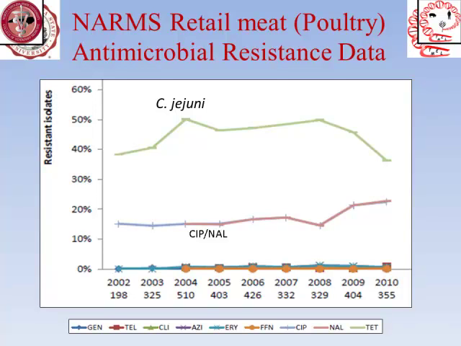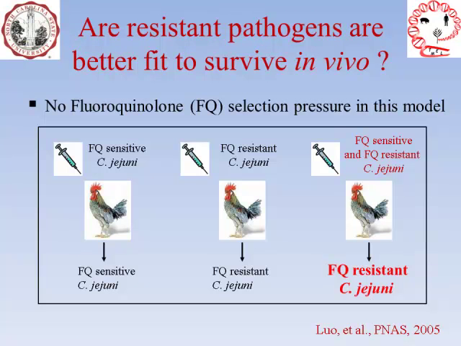Kelvin Zhang from Iowa State University did a very interesting study to check the fitness of these different strains. He took three different sets of broiler birds. There was no fluoroquinolone selection pressure in this model, so there was no fluoroquinolone use. To clean birds, he gave fluoroquinolone-sensitive Campylobacter jejuni. When he collected the fecal samples the next day, all he could isolate was fluoroquinolone-sensitive Campylobacter jejuni. When he used fluoroquinolone-resistant Campylobacter jejuni, all he could isolate the next day was fluoroquinolone-resistant. When he mixed both together and gave it to the birds, the next day all he could get was fluoroquinolone-resistant Campylobacter jejuni.